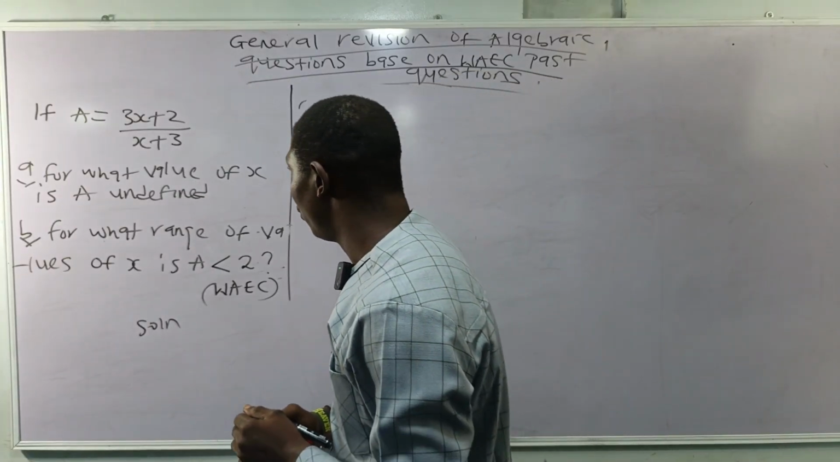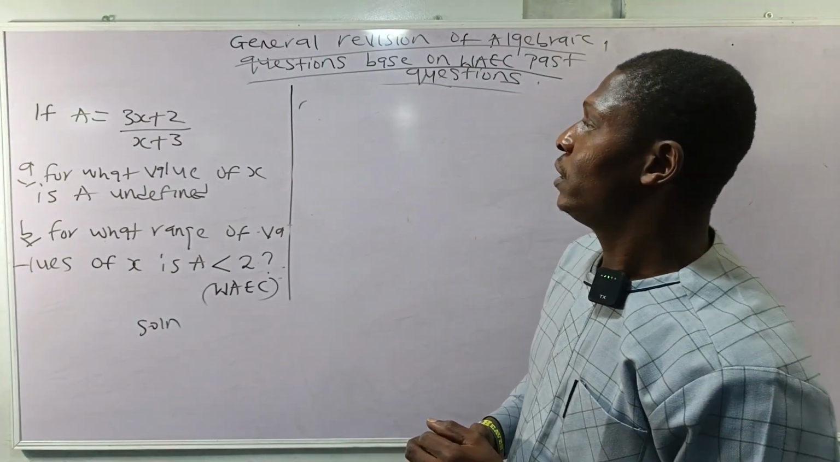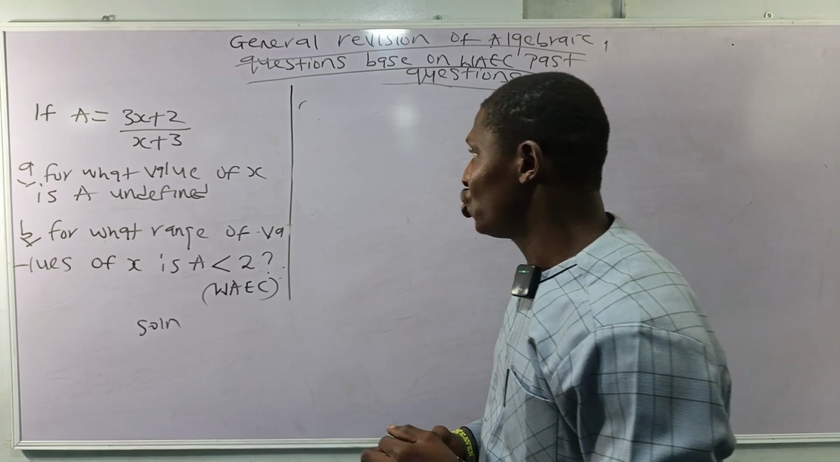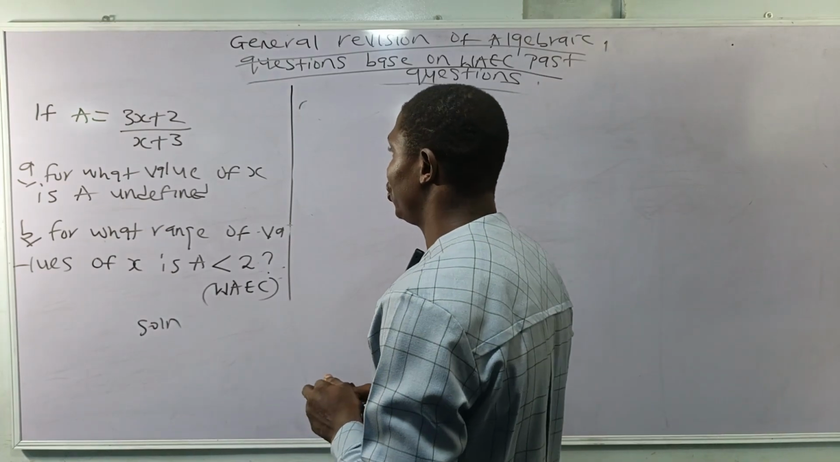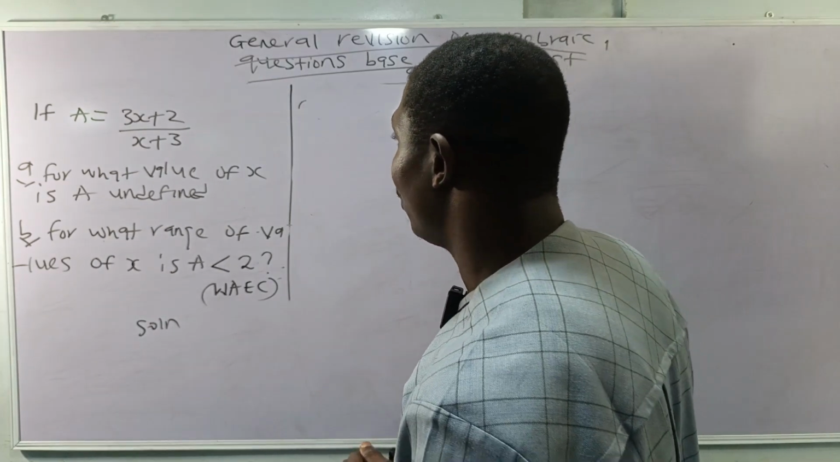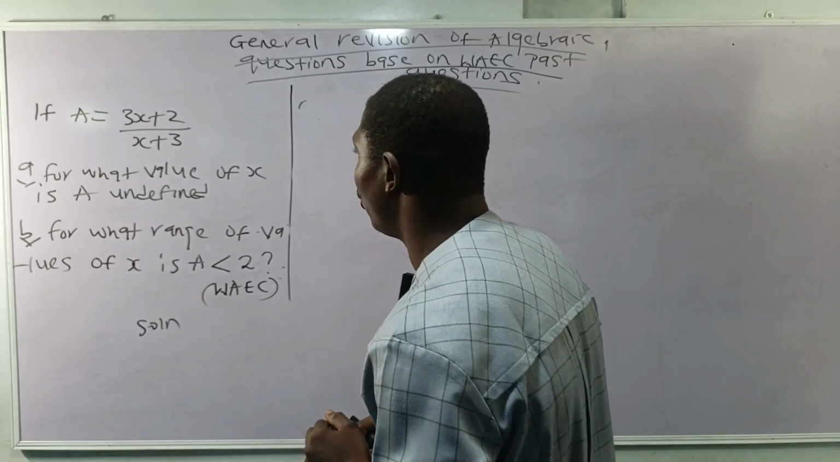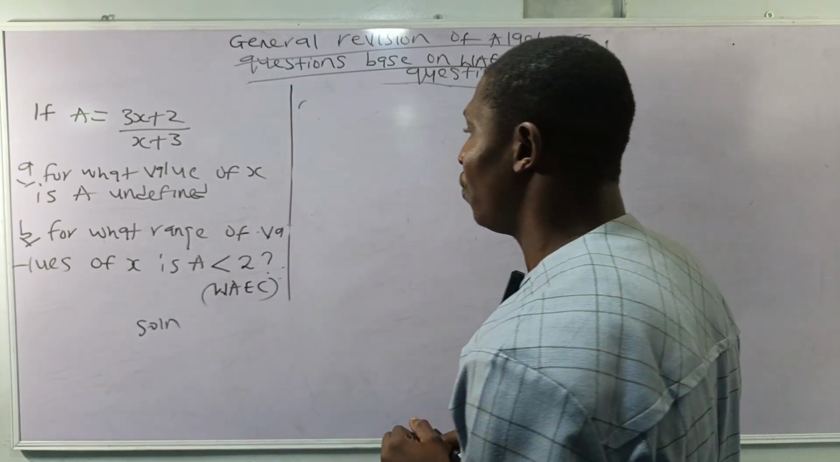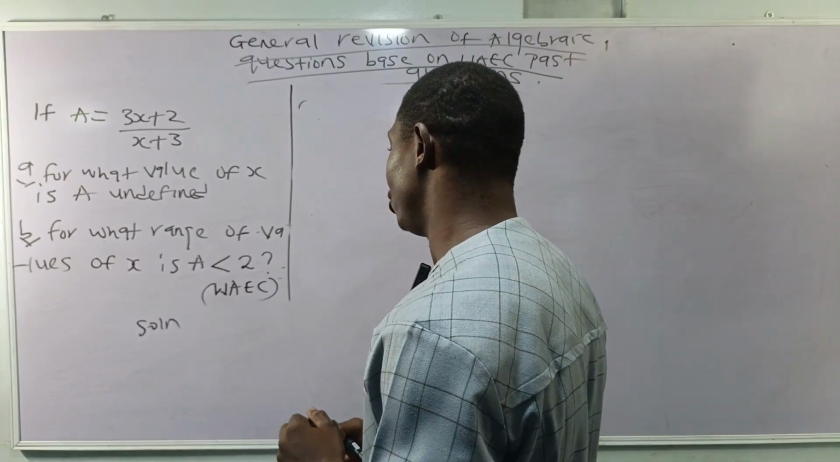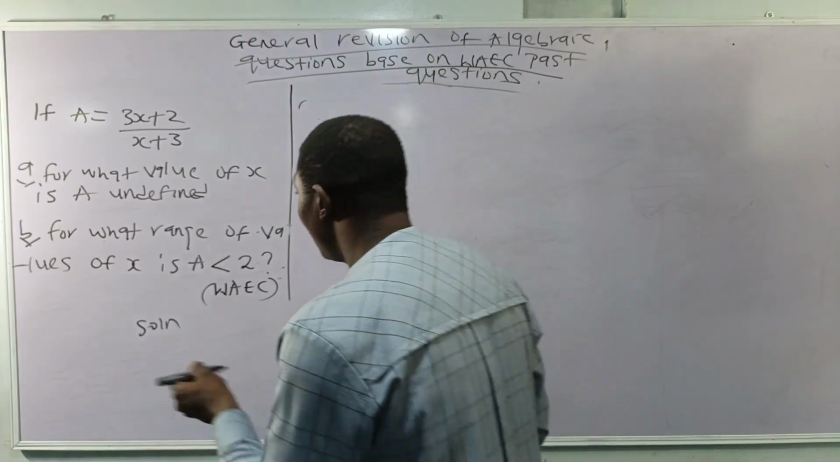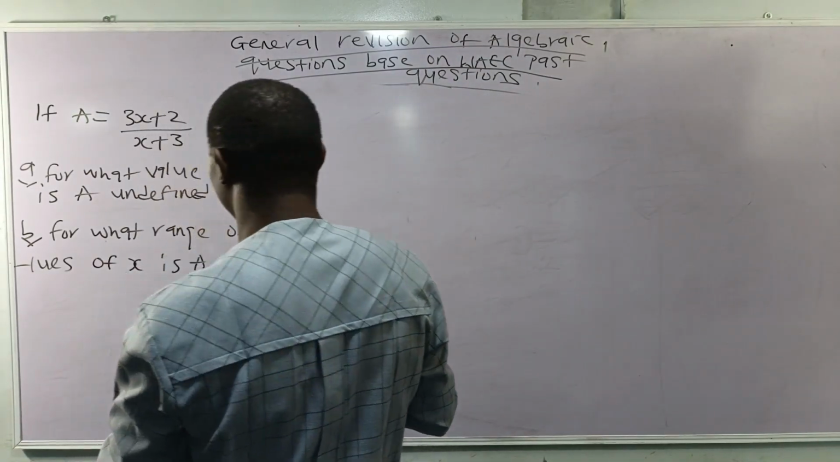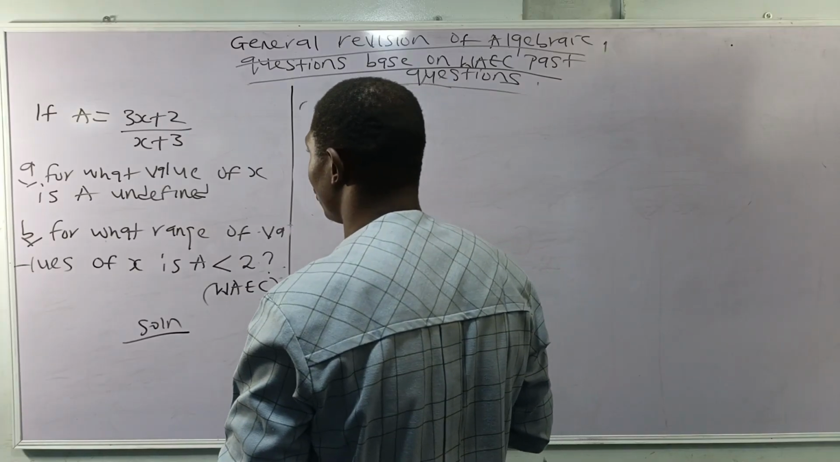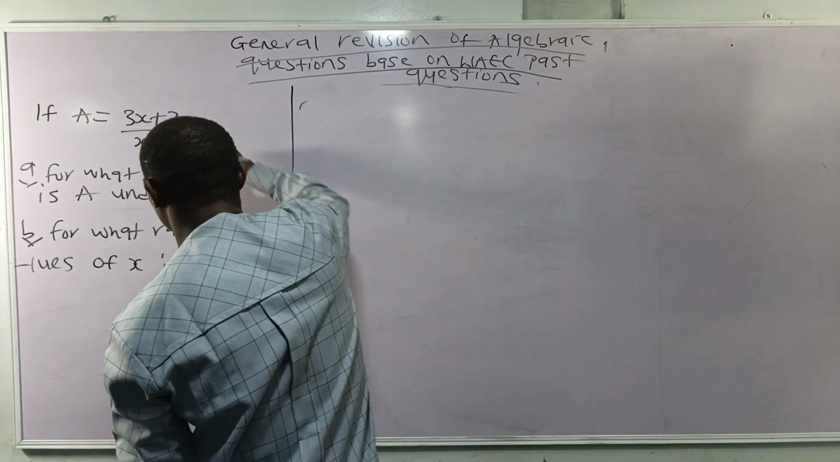We have a question on the board which is also a WAEC question. They said if A equals 3x plus 2 all over x plus 3, question A says, for what value of x is A undefined? And question B says, for what range of values of x is A less than 2? Now, how do we do this? Our question A, for what value of x is A undefined? We simply equate the denominator to 0.